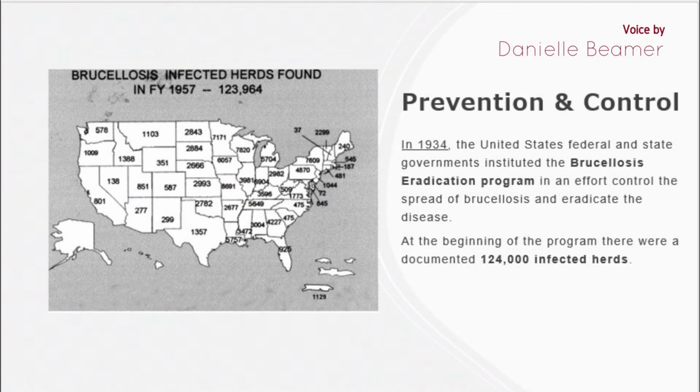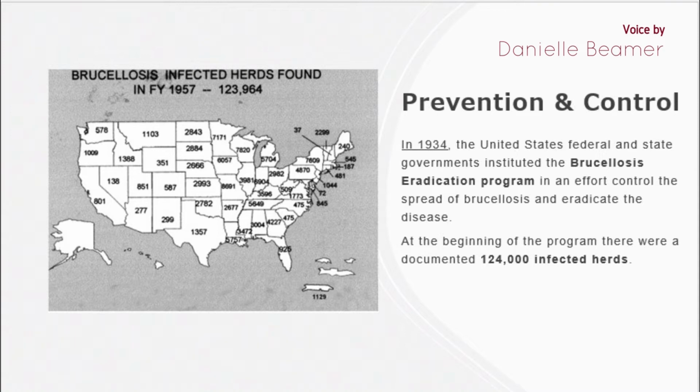Because brucellosis is highly infectious with no real treatment options, the best solution to protect livestock and the human population is prevention. In 1934, the United States federal and state governments instituted the Brucellosis Eradication Program in an effort to control the spread of brucellosis and eradicate the disease.